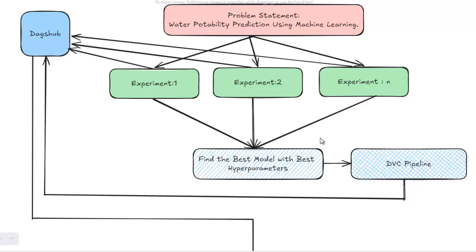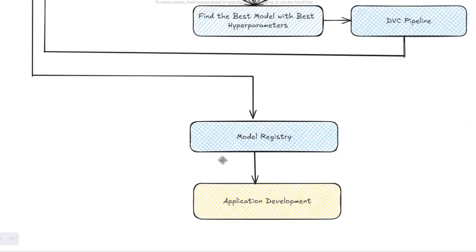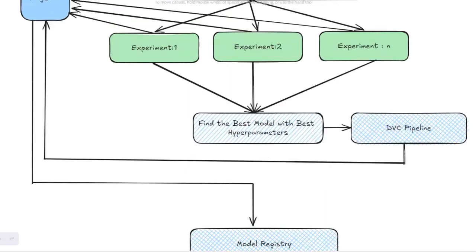So once we find the best model with best hyperparameters, we will create a DVC pipeline and register that model in the MLflow model registry. At the end, we will also build an application by fetching the model from the model registry, which is available on Dagshub. So let's get started.